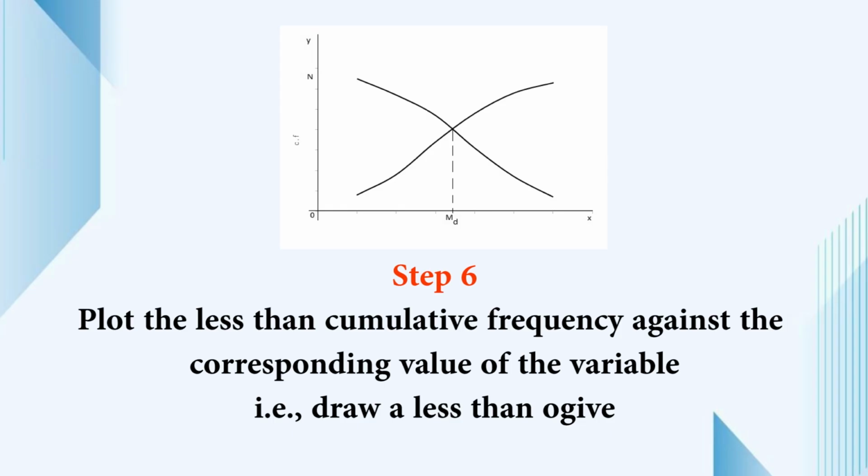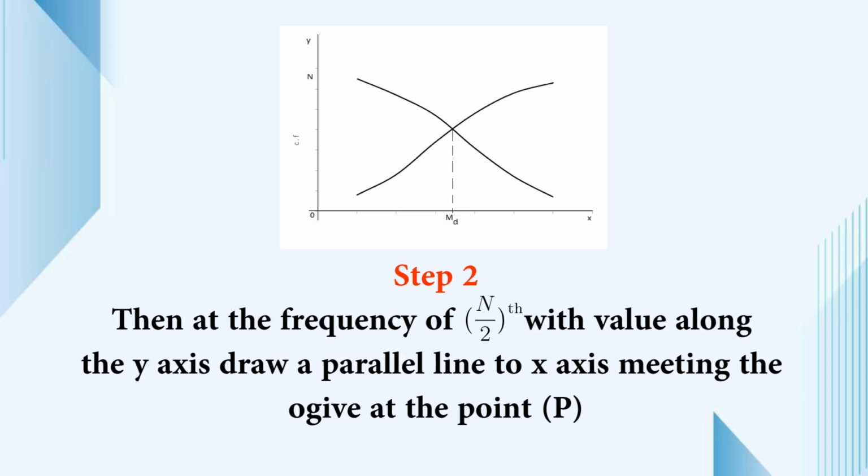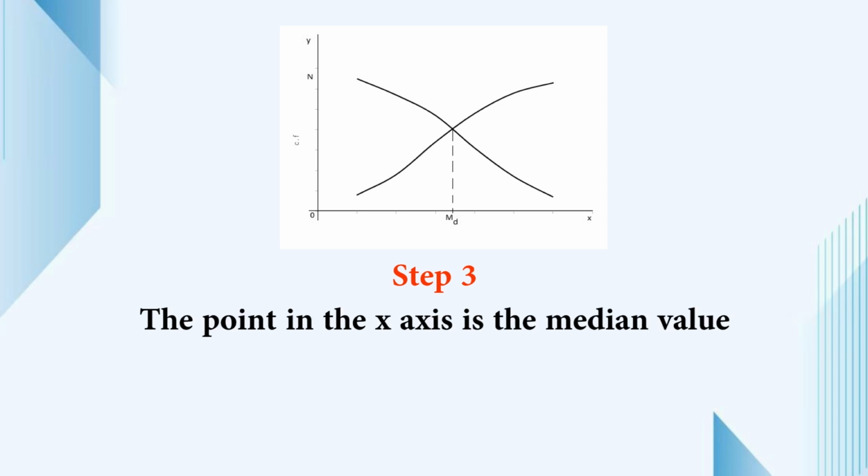Let us see how median can be obtained graphically. The following are the steps involved in obtaining the median through a graph. First, plot the less than cumulative frequency against the corresponding value of the variable. That is, draw a less than ogive. Then, at the frequency of the n by 2th value along the y-axis, draw a line parallel to the x-axis meeting the ogive at the point P. The corresponding point on the x-axis is the median value.